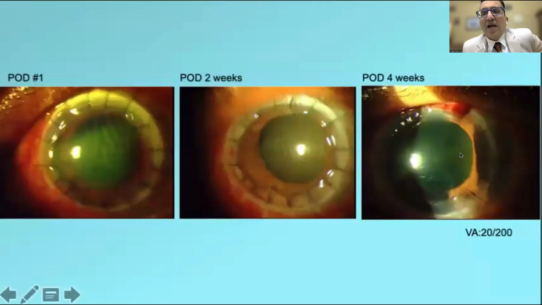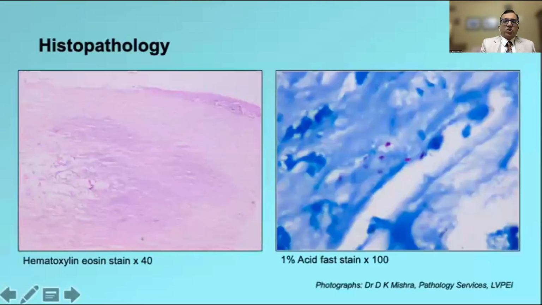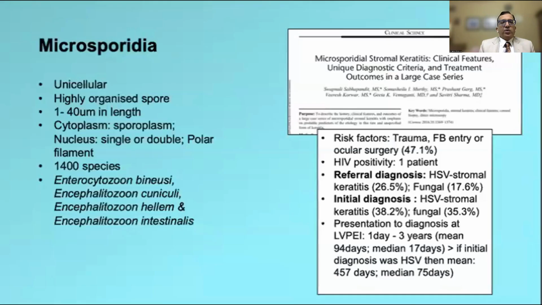And when we did the histopathology from the corneal button, you can see again these microsporidia spores inside the stroma in the acid-fast stain and also in the hematoxylin eosin stain. And it confirmed our diagnosis of microsporidia keratitis. So microsporidia are unicellular organisms, and there are many, many species out there. And this delay in diagnosis, the failure to diagnose the disease, and this 44-month chase that we had with this patient, it is not unusual with microsporidia.